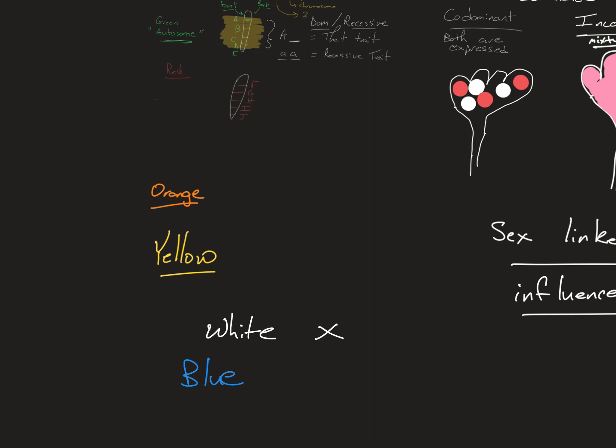The blue is either a Y or an X. How many do we have? We have 2, right? So you got one X, and then the other is going to be a Y or an X. Are we all good with that?